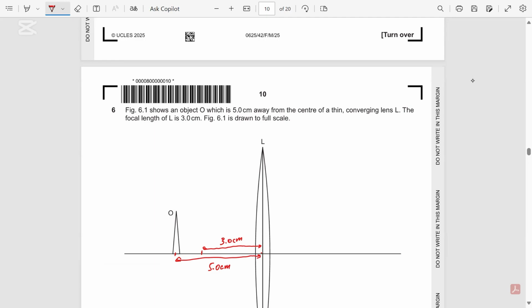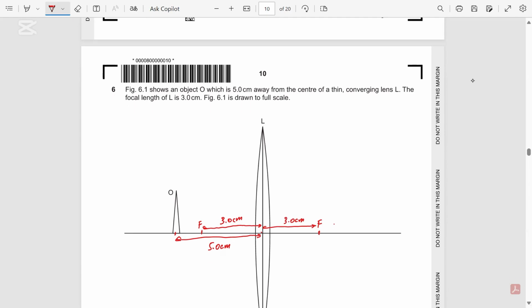We can measure it with the ruler exactly. So I call this, let's say I call this F. This is the focal point, and similarly, the focal point here would be at the same distance, right? 3 centimeters, and you use a ruler to measure it, right? Let's say this is also 3 centimeters. When you use a ruler, you'll get the exact measurements, right?